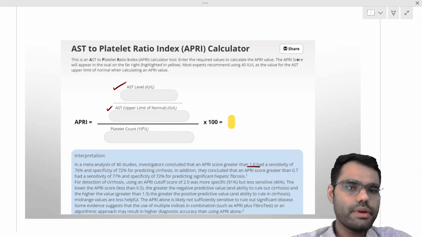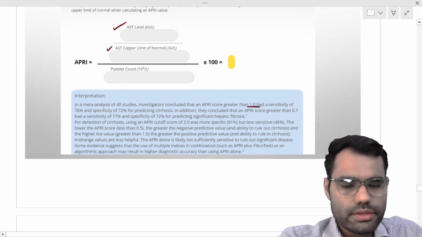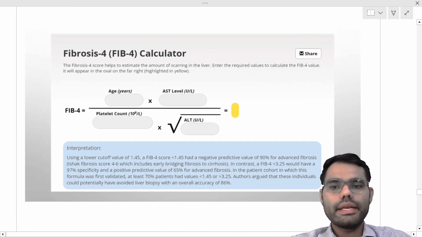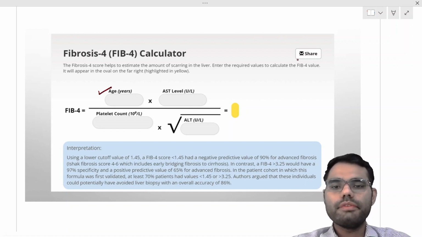AST to platelet ratio index. There are a number of online calculators also available that we can use for them. Then this is another very important calculator, the FIB4 calculator. So we should know what parameters we are using. We are using age, AST levels, platelet count and ALT levels.